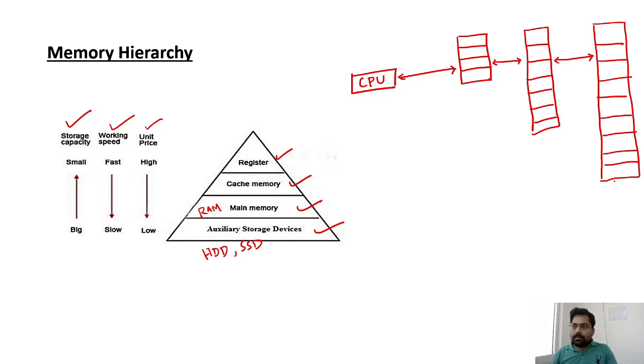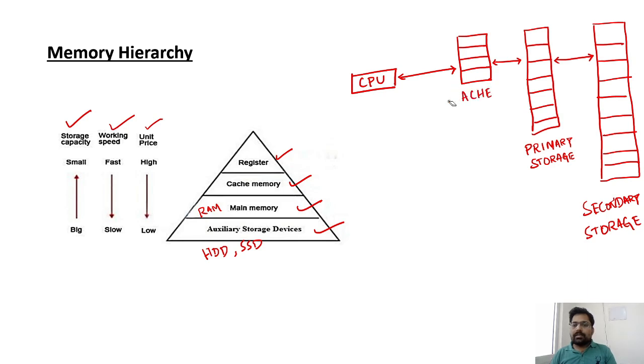These are frames. I must change the color. This is secondary storage. This is primary storage, and this one is cache.